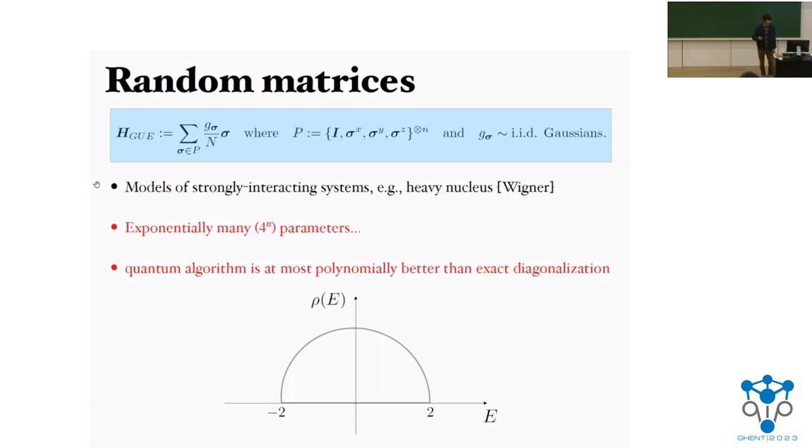This seems pretty nice because we know the spectral distribution. However, there's a very big problem in terms of its complexity. It has way too many input parameters. If you're willing to pay the exponential cost, you might as well just do exact diagonalization. So the complexity aspect of these random matrices is not interesting in terms of quantum versus classical.